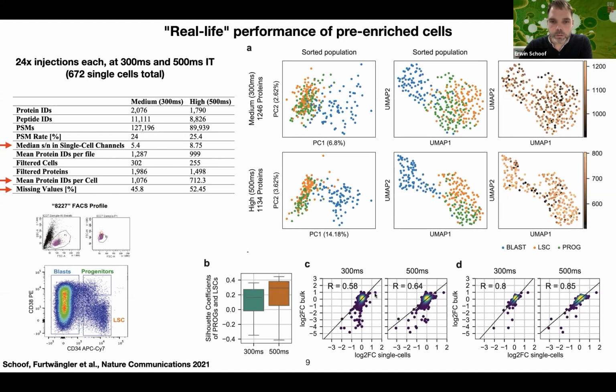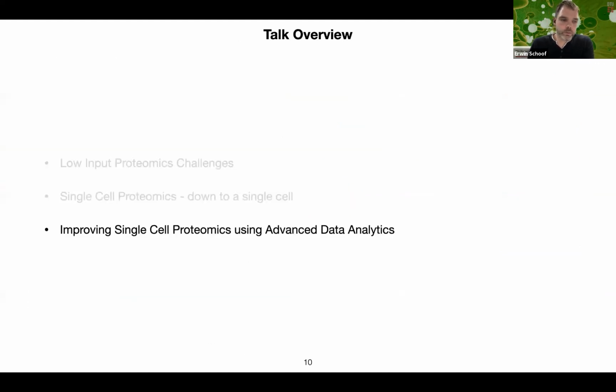Then compared to bulk proteomics, just to see what the accuracy is like, we can see that we have quite decent Pearson correlation between single cell intensities and bulk proteomics intensities. And if we narrow that down to the top 400 proteins, we are actually very good at quantifying these proteins. So how can we take this further?